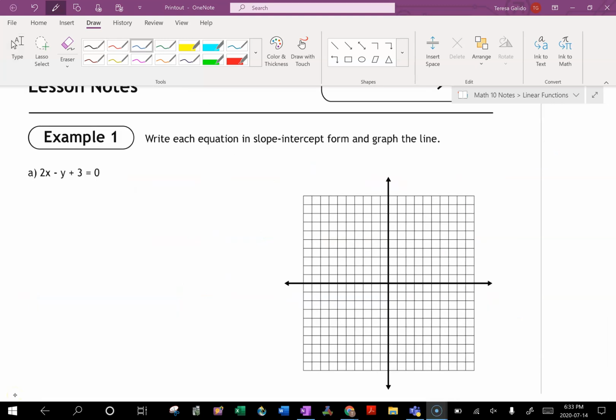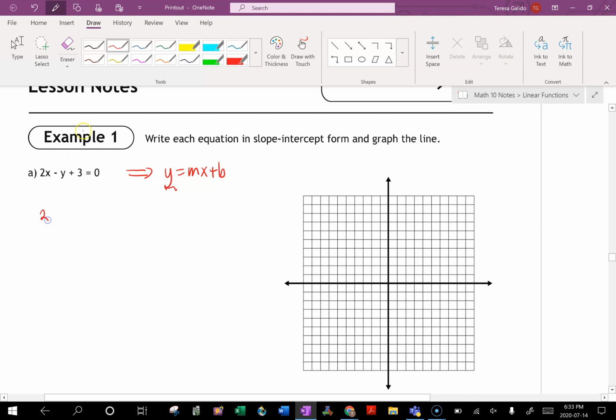So example 1, how do we write an equation in general form to an equation which is the slope-intercept form, and how do we graph it from there? So as you can see, this equation here is in the general form. So to write it in the slope-intercept form, to convert it into y equals mx plus b, we're going to leave y by itself.